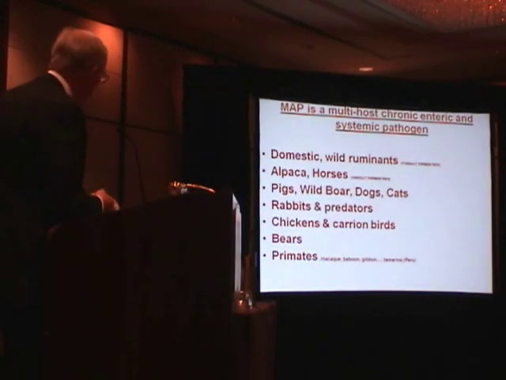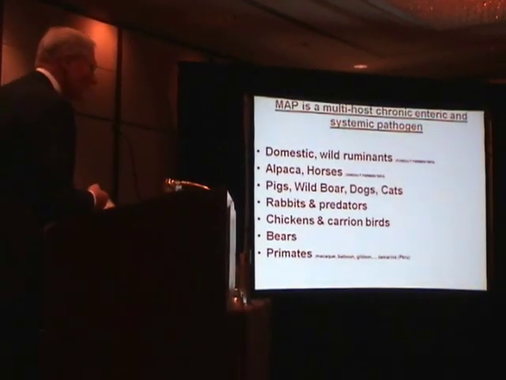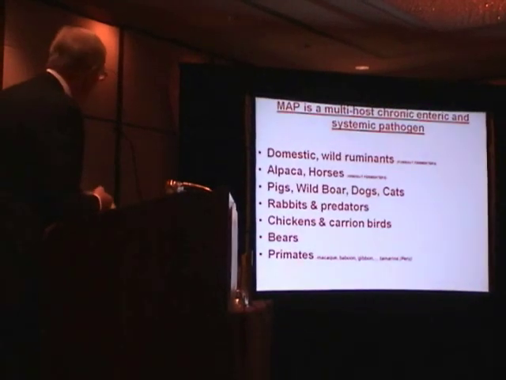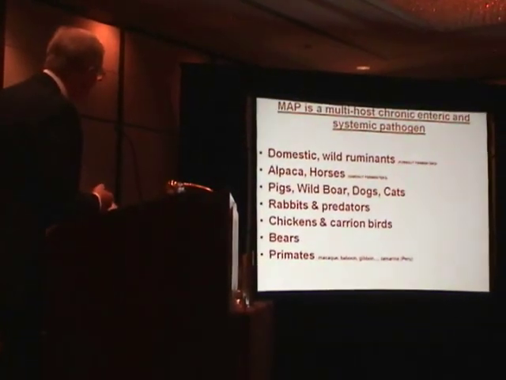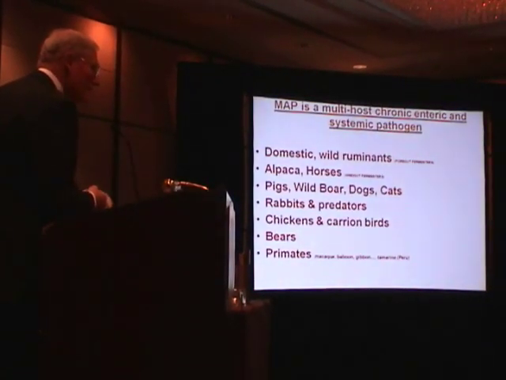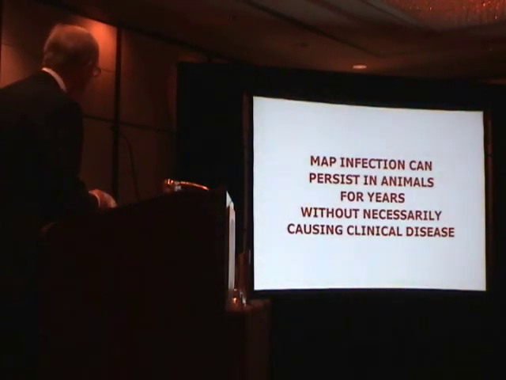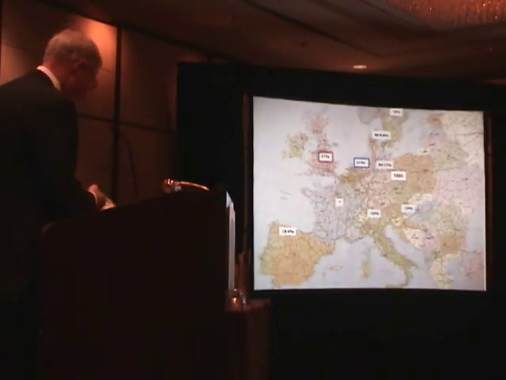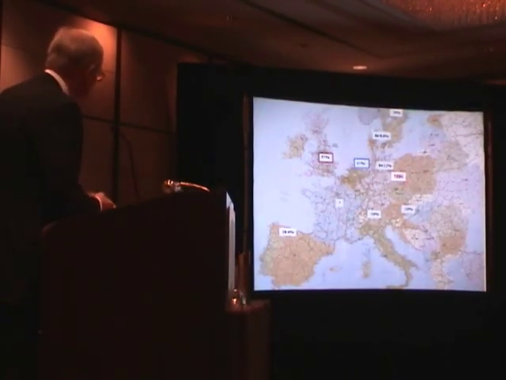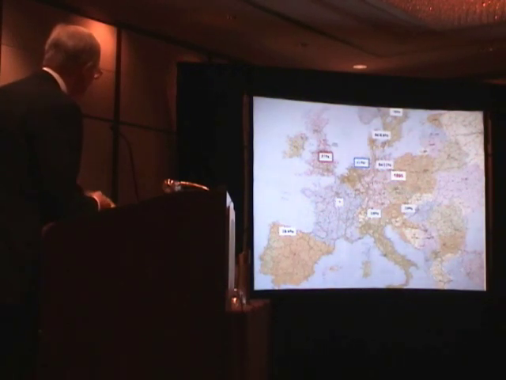It is a true multi-host chronic enteric and systemic pathogen that can cause systemic infection and initiate and maintain chronic inflammation of the intestine, of a range of histopathological types, in very many species. It can also exist in animals for years without causing clinical disease. It emerged first in its description in 1895 by Herr Professor Johne in Dresden. And what happened after then is two things.